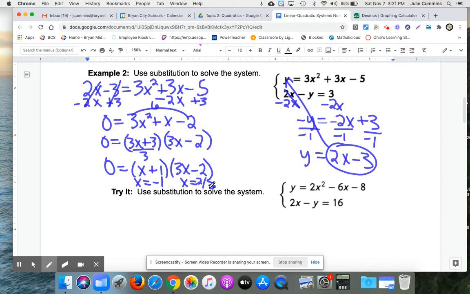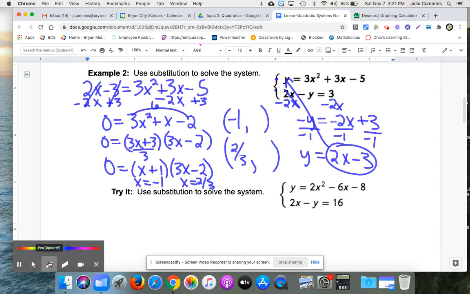Okay, so I have two solutions here. So that means that, remember, this was a parabola and a line over here. That means they intersect twice. One of the answers happens at negative 1 something, and the other one happens at 2/3 something.